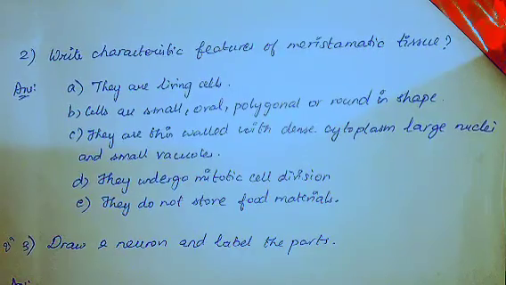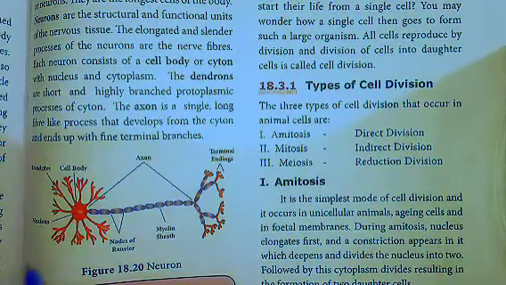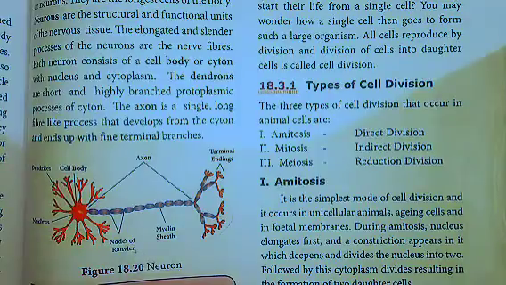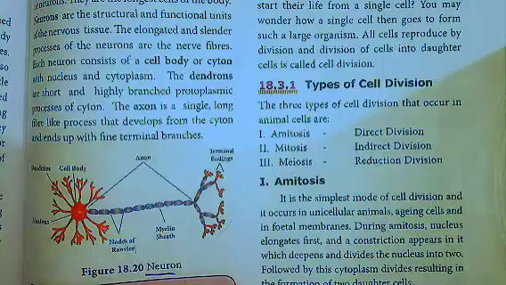Then third one, draw a neuron and label the parts. This answer is given on page number 219. This diagram is the answer. Neuron diagram. It is given on page number 219.